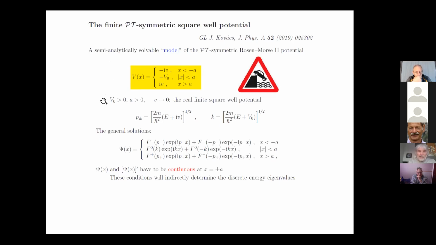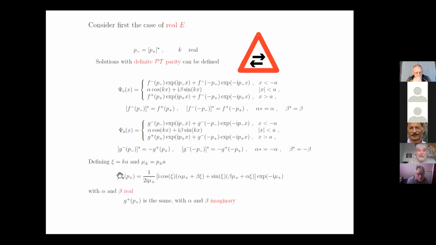Okay, so let's see how to handle this problem, this potential. All the solutions can be written in the three domains in terms of exponential functions. So you have to put together your solutions from three pieces and match the wave functions and the derivatives at the boundaries. The boundary is plus and minus a. It's a finite domain. So these conditions will indirectly determine the discrete energy eigenvalues. Okay, let's see how we can proceed.